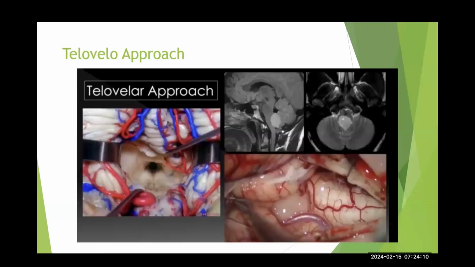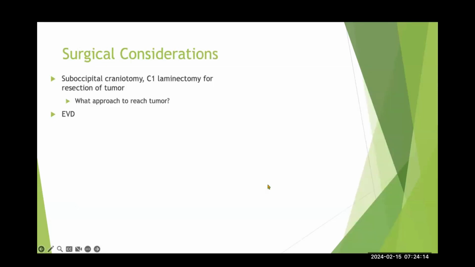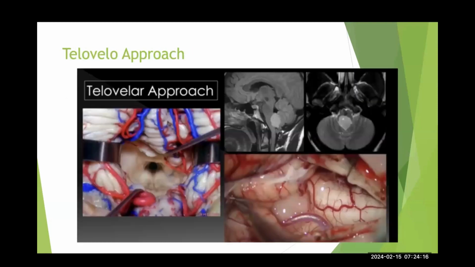If you did a transvermian approach to get through this, what clinical syndrome would be seen, that is decreased by doing a telovelar tonsillar approach? With transvermian, you can get cerebellar mutism. Yeah, good, excellent. Okay, so that's what was done for this. Now we'll go to the pathology.